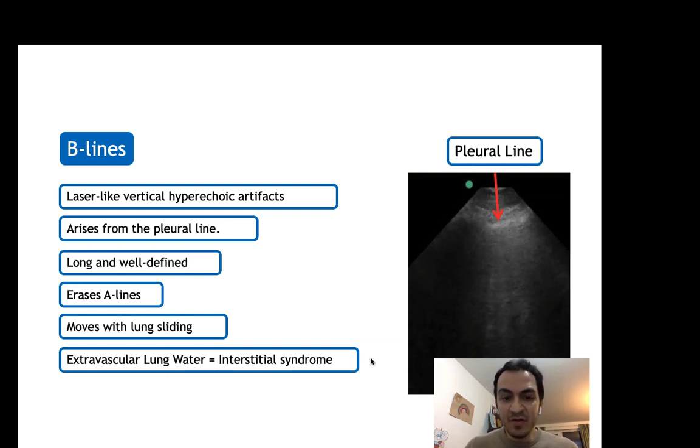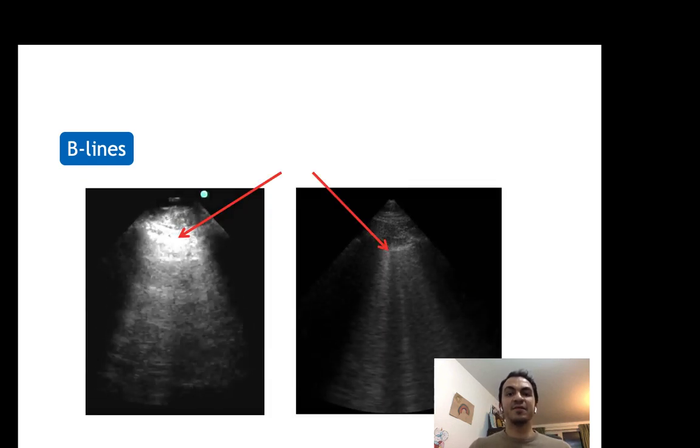So what are the main causes of interstitial syndrome? It can be either cardiogenic or non-cardiogenic pulmonary edema. So the question now: can I see B lines in cardiogenic pulmonary edema and non-cardiogenic pulmonary edema? The answer is yes. Then you need to understand how to differentiate both categories, how to differentiate heart failure from ARDS, because in both conditions, you will be able to see B lines. And this is another example of B lines.